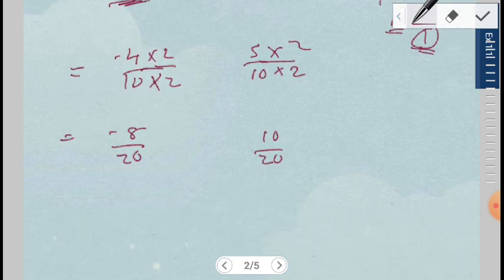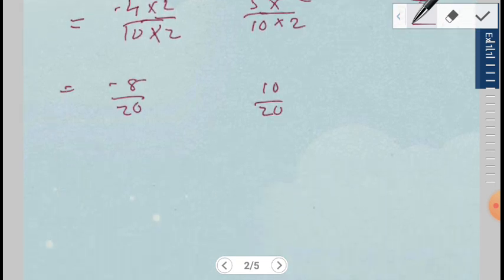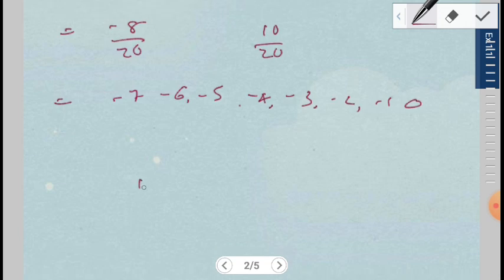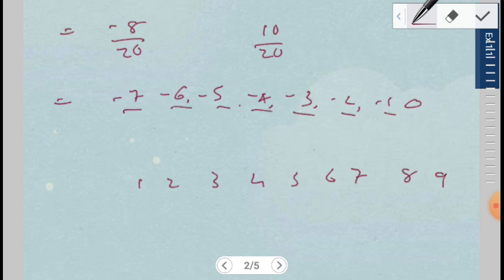So we can say that between these two numbers there are many rational numbers: minus 7, minus 6, minus 5, minus 4, minus 3, minus 2, minus 1, 0, 1, 2, 3, 4, 5, 6, 7, 8 and 9. Everywhere we write 20 in the denominator of all these numbers.